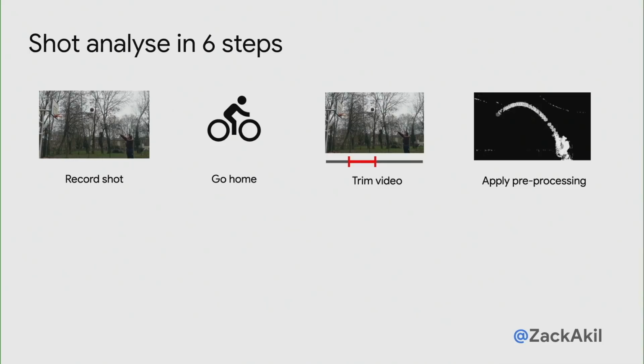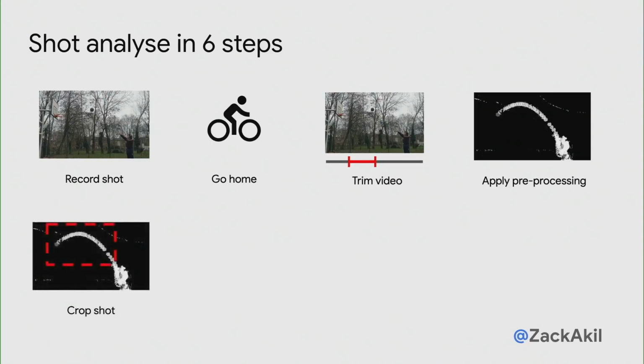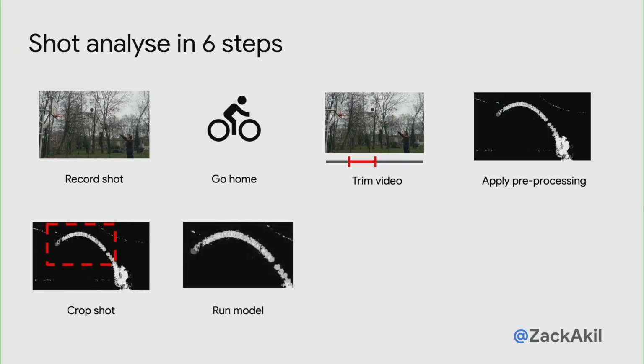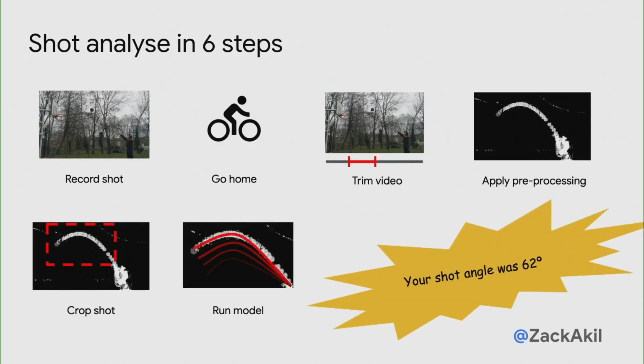So if you do know the actual word for it, please tell me afterwards, because I've been telling everyone that it's called delta frames. So trim the video, apply these delta frames, go through, crop the shot in, because my model where I fit a curve assumes that the start of the shot starts at the origin, so 0,0. So I need to make sure I crop my shot in. Then run my model that fits the line to the curve. It runs. And then at the very end, I get the angle of my shot.